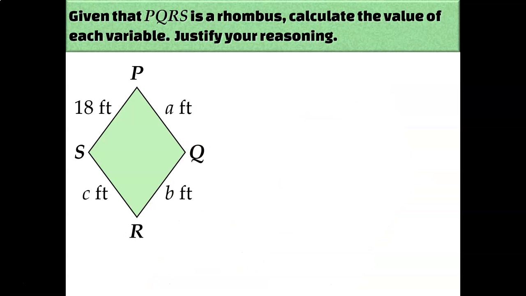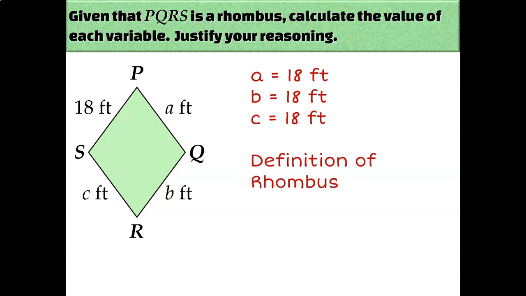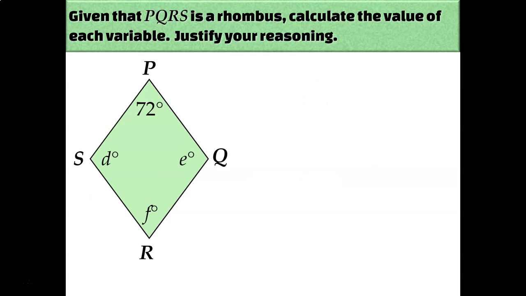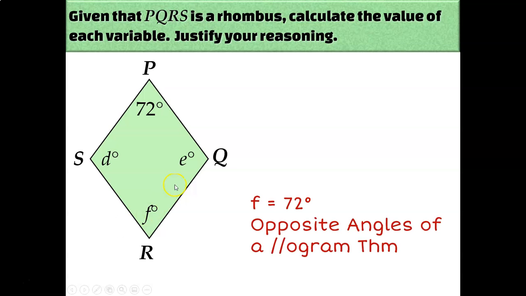Okay, let's solve for each of these variables. If PQRS is a rhombus, then what's A, and B, and C? Well, they would all be 18, because if it's a rhombus, then all 4 sides are congruent. But does that mean that all 4 angles are congruent as well? Are D and E and F all 72 degrees? No, we only know that opposite angles in a rhombus are congruent to each other. So F would have to be 72 because it's the opposite angle from angle P.